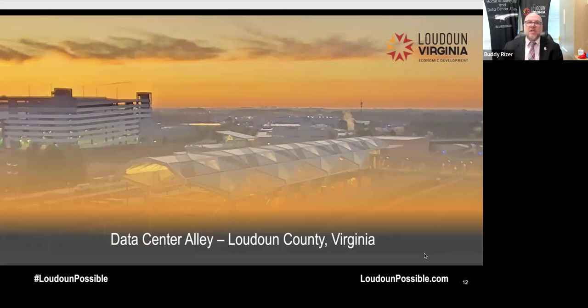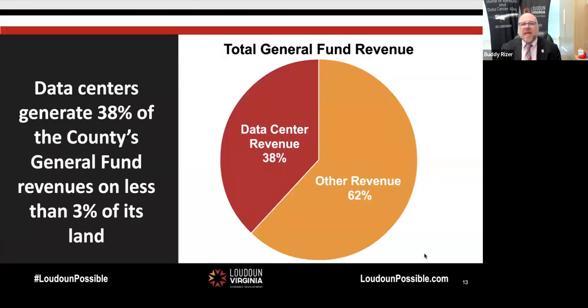What we find is that for every job in the data centers, there's another 3 jobs that are created in our community, whether that is the vendors that are working with them, or the suppliers, or the service people, HVAC, electricians, things like that. And that doesn't even count the jobs for construction. Construction has been ongoing. We haven't had a day without data center construction in Loudoun County in over 15 years. So it is an incredible impact. As you can see on our next slide here, this year we'll get about $1 billion in local tax revenue from data centers. Data centers generate 38% of our general fund, and we do it on less than 3% of the land. So you can see that it has had a major impact for where we are as a community.